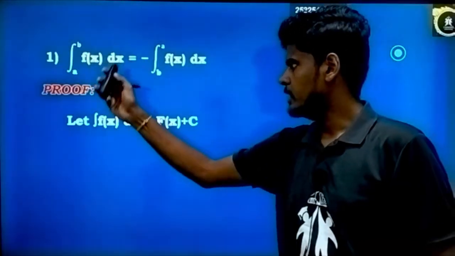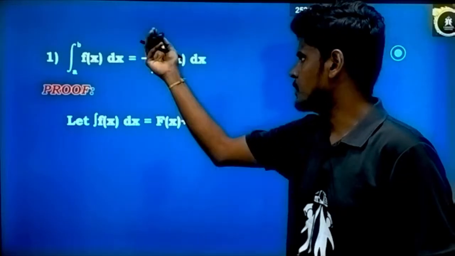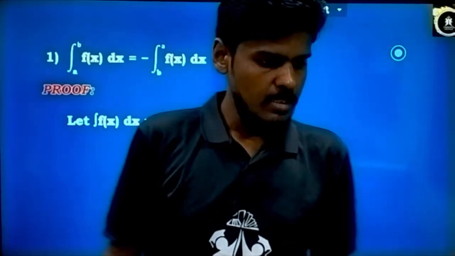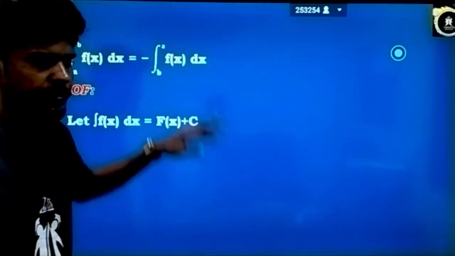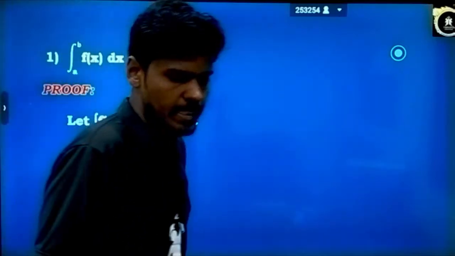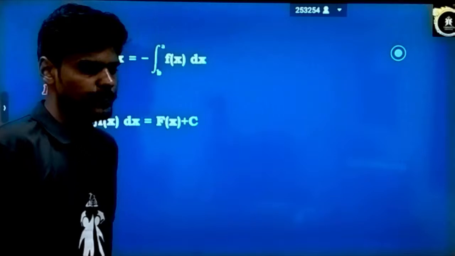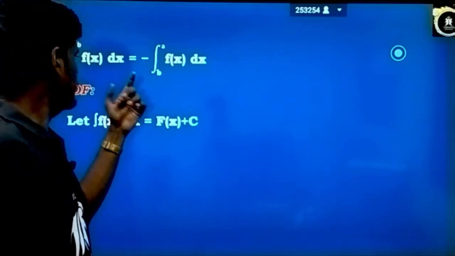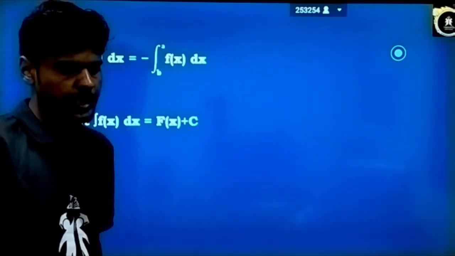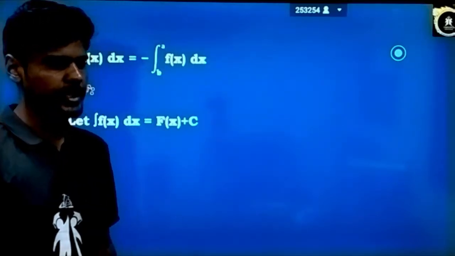Properties of definite integrals. The first property is integral a to b f of x dx is equal to minus integral b to a f of x dx. If we change the limits, the upper limit becomes the lower limit and the lower limit becomes the upper limit, then the integral value will be negated. That is the first property. I will repeat: if we change the upper and lower limit of the integral, then the integral value will get negated.